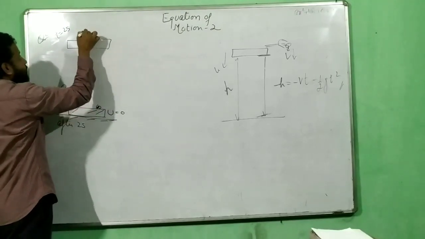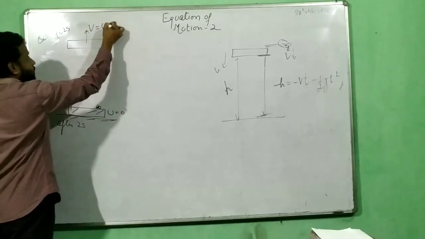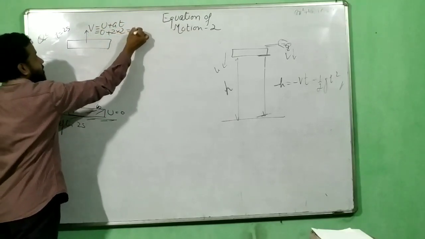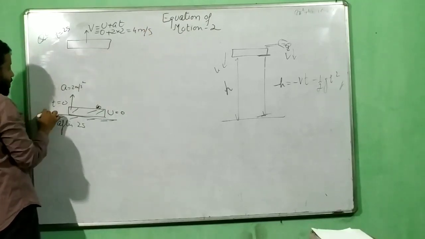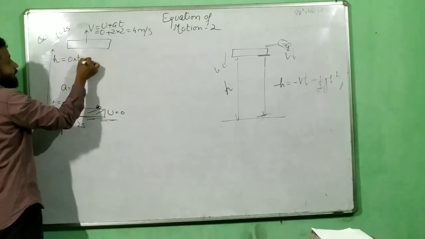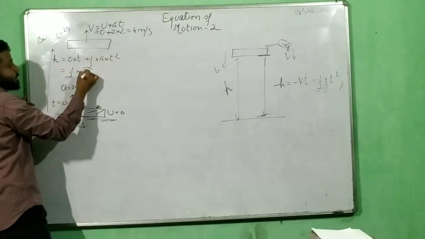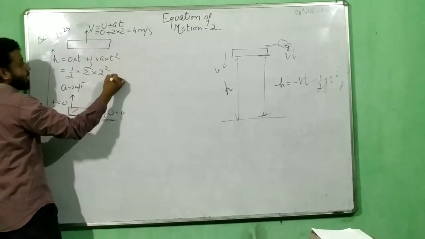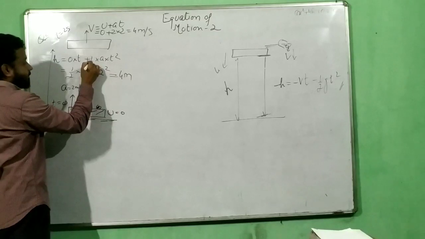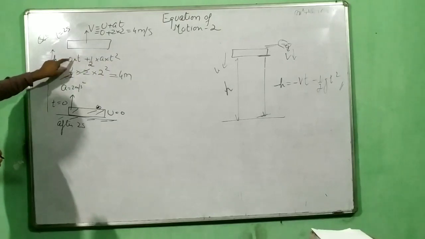So definitely by this time it should have acquired some velocity v, and that v will be equal to u plus at. Now initial velocity is 0, acceleration is 2, time is 2, so that becomes equal to 4 meter per second. And how high has it gone up? So h will be equal to initial velocity 0 into t plus half at square. So that is equal to half, a is 2, into t square, 2 square, and that is equal to 4 meter. This 2 and this 2 will get cancelled out.